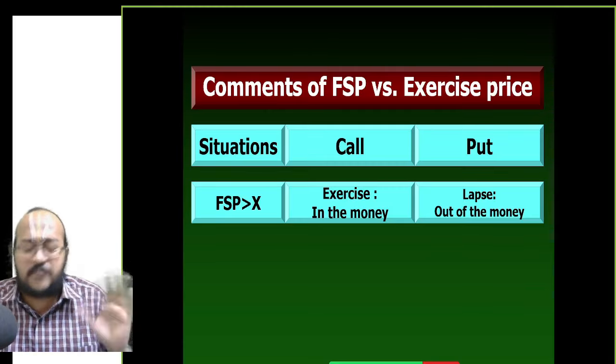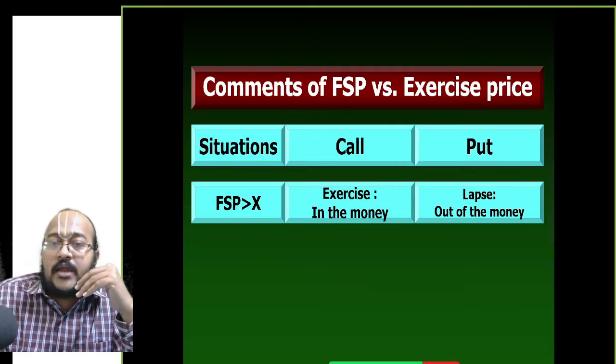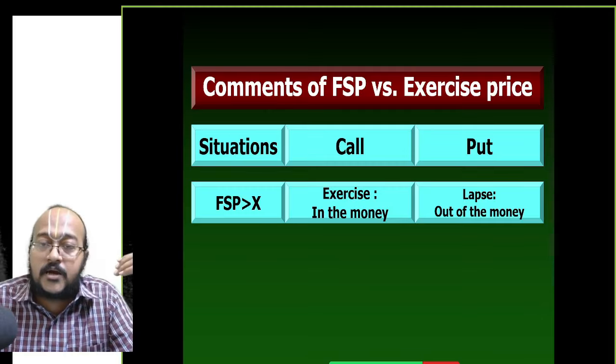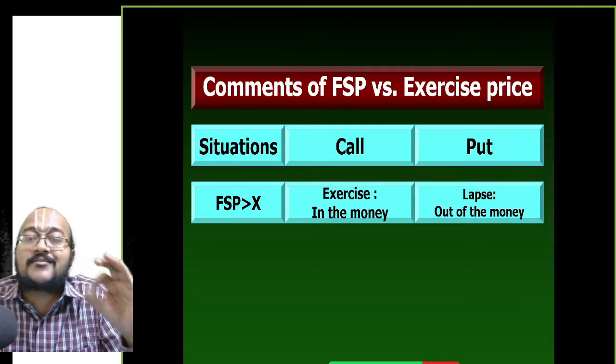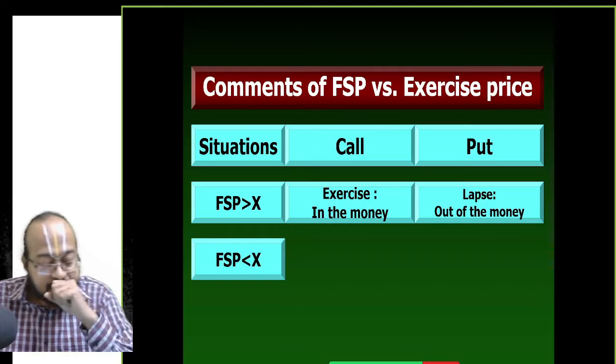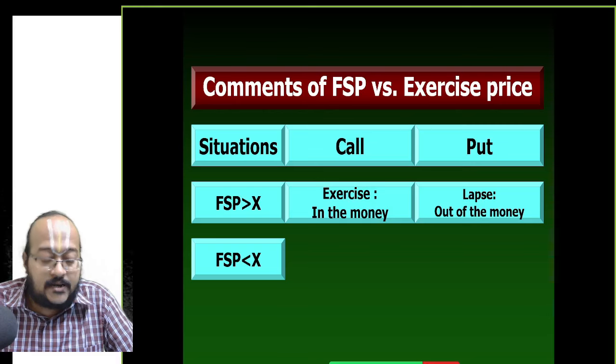In the money, out of the money. Now understood. Wherever you are letting the option lapse, it is called out of the money. Whenever it is beneficial to exercise the contract, it is called in the money. Understood? Next, come to situation 2, wherein future spot price is less than exercise price.